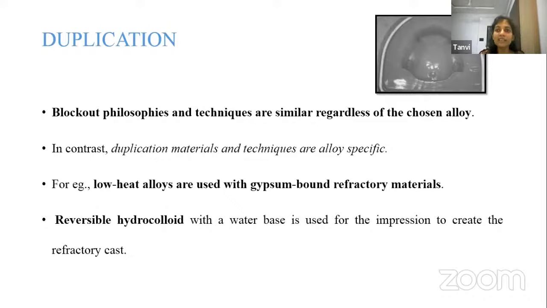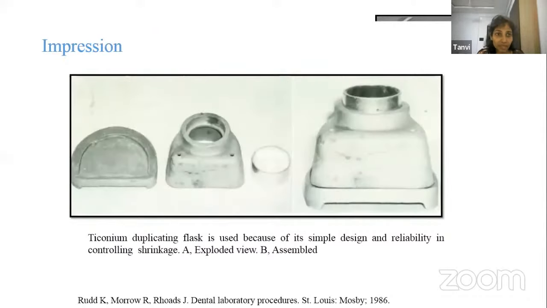As you see in the figure, this is the final mold which you will get after the duplication process. So how is this duplication process done? Usually reversible hydrocolloid materials, for example agar, are used to create such duplicate molds. As you see in the figure, this is the Tyconium flask, which has three parts: a base, the body, and the reservoir. This is the base, this is the body, and this is the reservoir.